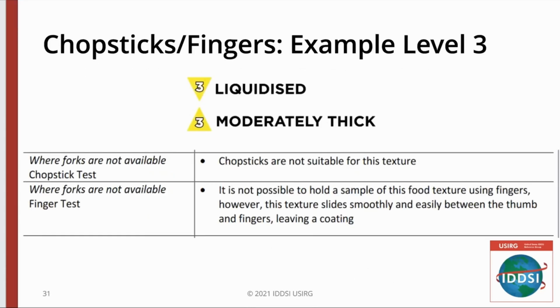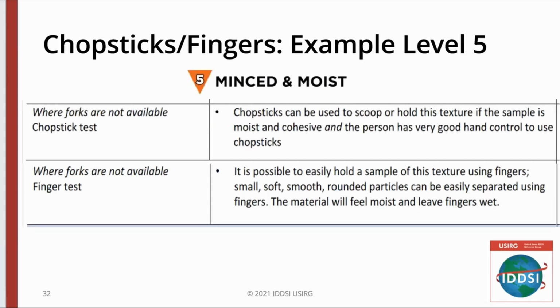Here is an example of modifications for level 3. As you see, chopsticks cannot be used for this liquid texture, but finger testing is possible. The thick liquid or liquidized solid will slide smoothly through the finger and thumb, leaving a coating. Here are testing modifications for chopsticks or fingers for minced and moist. For example, the finger test with adequately moist samples will leave the fingers wet.